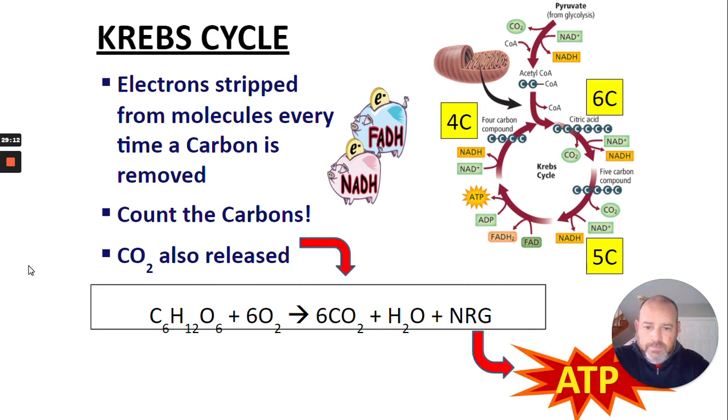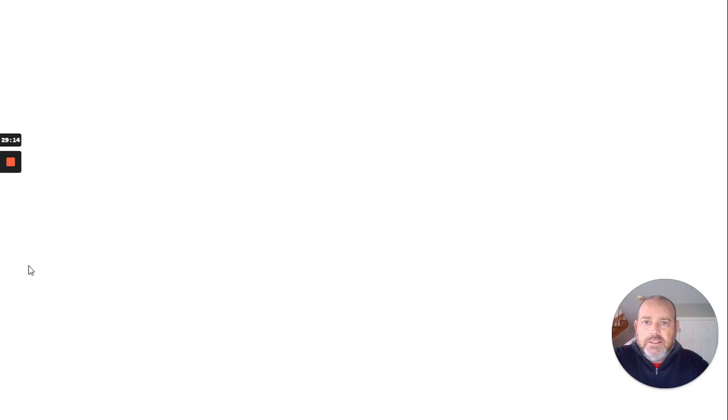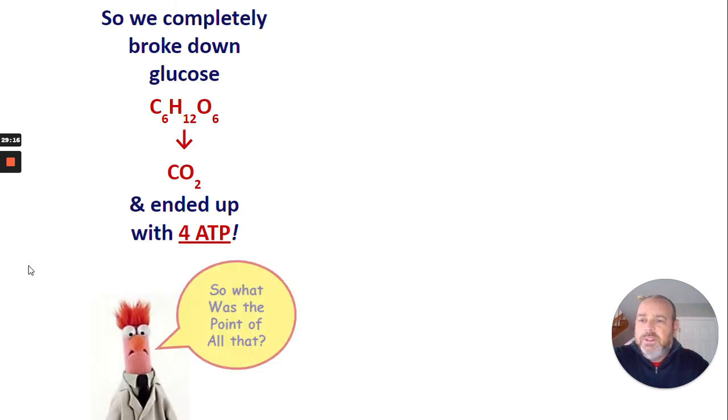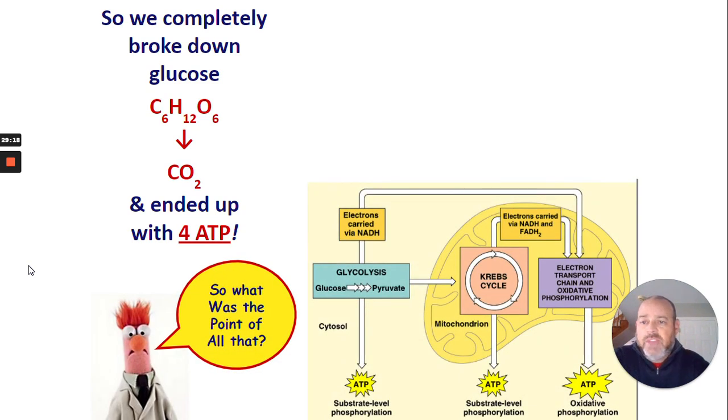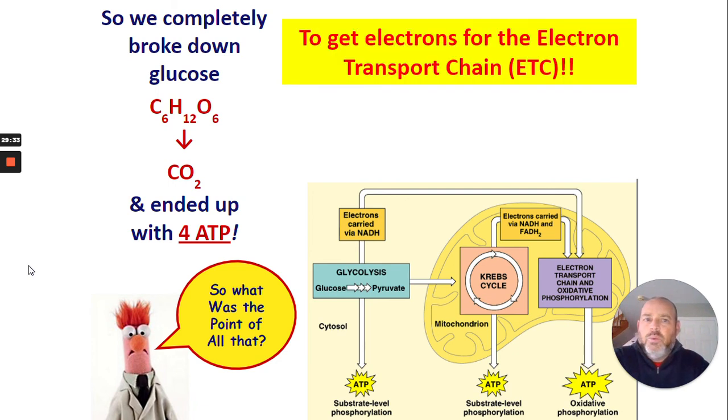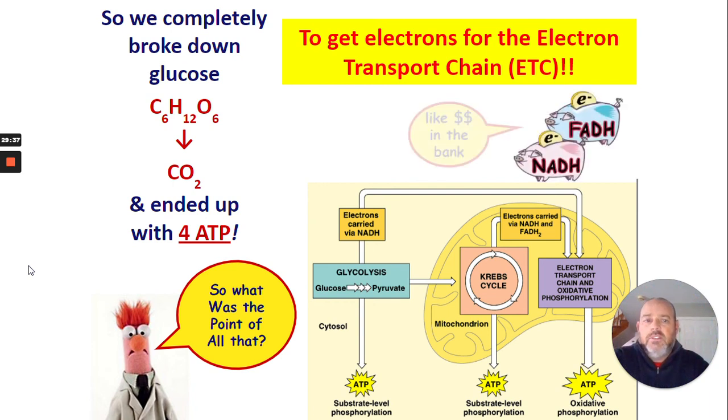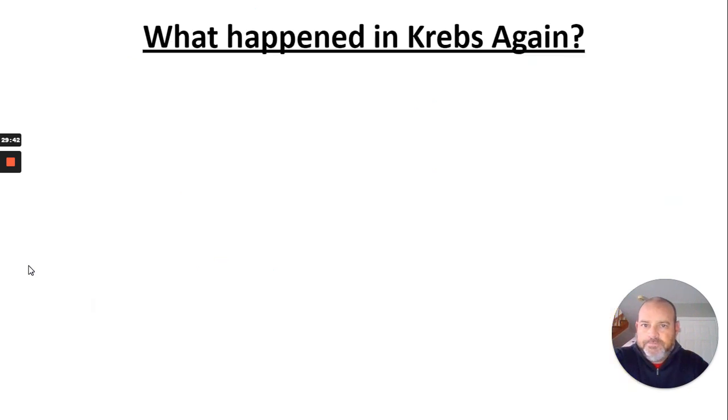So CO2 is going to go out. We're going to make a little ATP. So we completely broke down glucose. Glucose got broken down from C6H12O6 to CO2, to carbon dioxide, right? And that's what we give off as a byproduct. And we only ended up with 4 ATP. So what was the point of all that? Only 4 ATP. Well, we need electrons. We need electrons for the electron transport chain. And so we still have that money in the piggy bank that we're going to use later on.